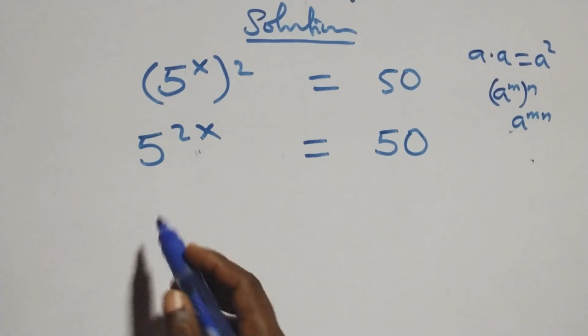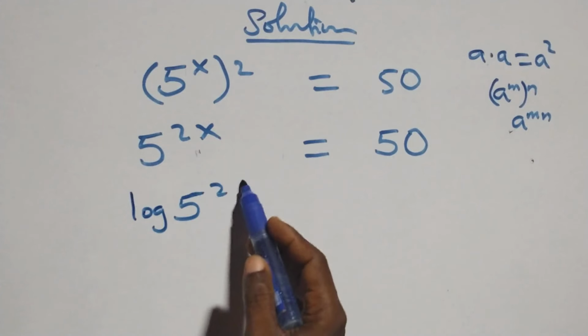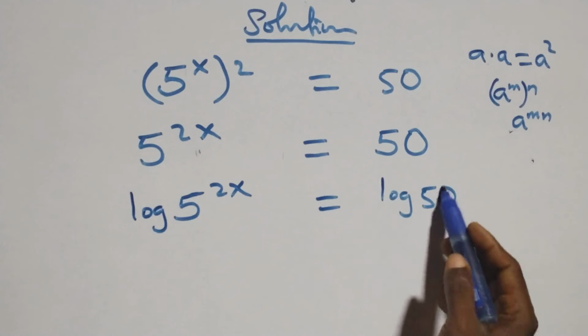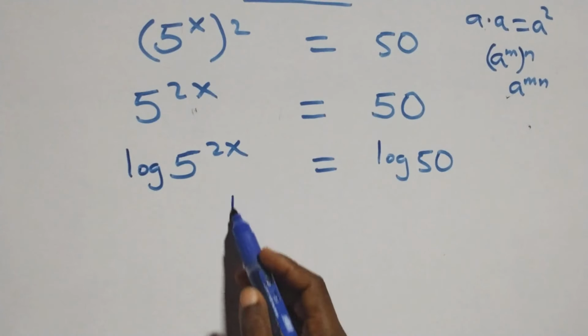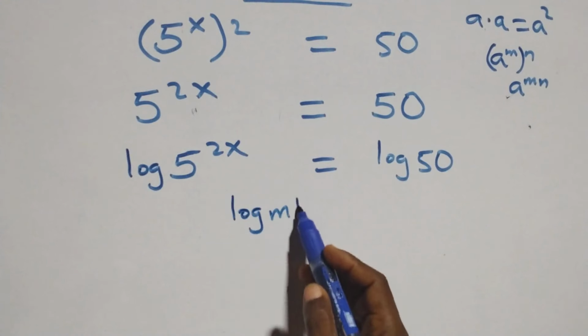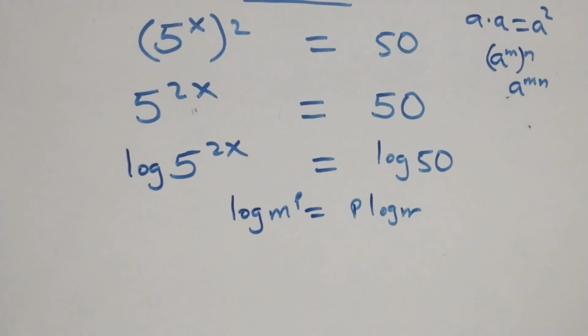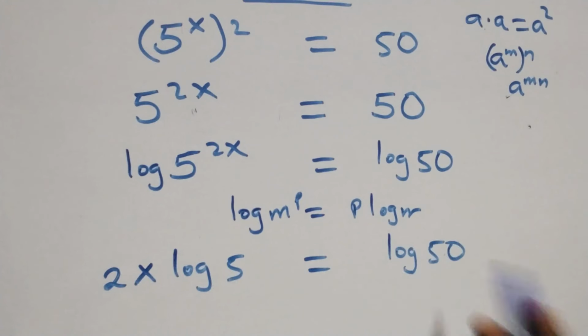The next step here, we take the log on both sides. That is, here we have log 5 raised to power 2x equals log 50 on this side. The next step here, we apply the power law of logarithm. When we have log m raised to power p, this is the same thing as p log m. That is, here, what we have becomes 2x log 5 equals log 50 from here.